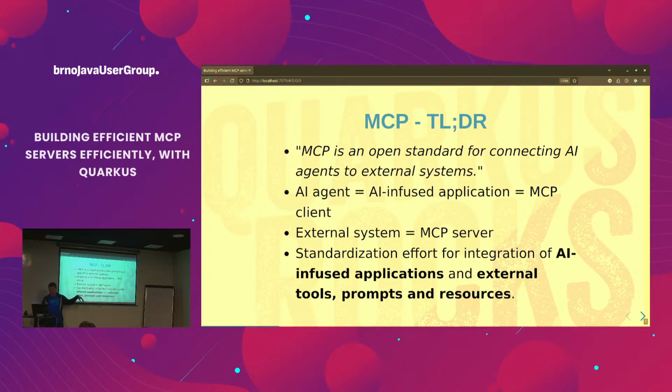This is my interpretation of the first sentence. It's a standardization effort, right? It's not a standard per se, but it's a standardization effort, and the goal is integration of AI agents or AI-infused applications and external tools, prompts, and resources. So tools in the context of MCP means basically RPC, remote procedure call. Prompts are basically prompt templates for users, and resources represent any data, binary, text, whatever.